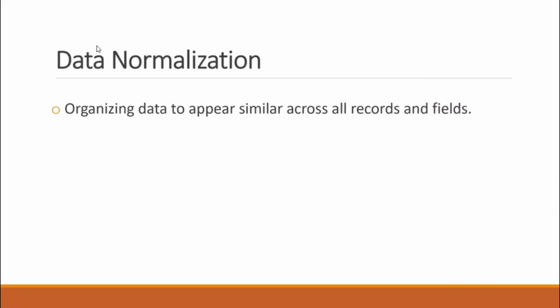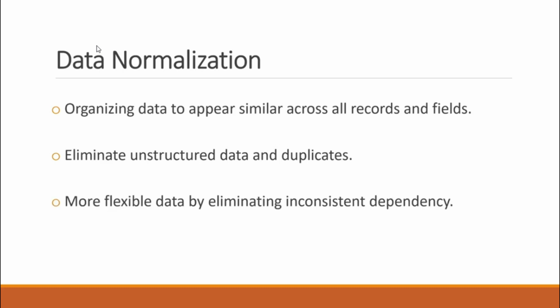Okay. So data normalization or data cleaning is organizing the data so that it appears similar across all records and fields. Right. So that is what is meant by data normalization. It is organizing data to appear similar across records and fields. So through data normalization or through data cleaning, you can eliminate unstructured data and duplicates, right? So this is what you can achieve through data normalization. And data normalization enables your data to be more flexible, right? So by eliminating inconsistent dependencies.